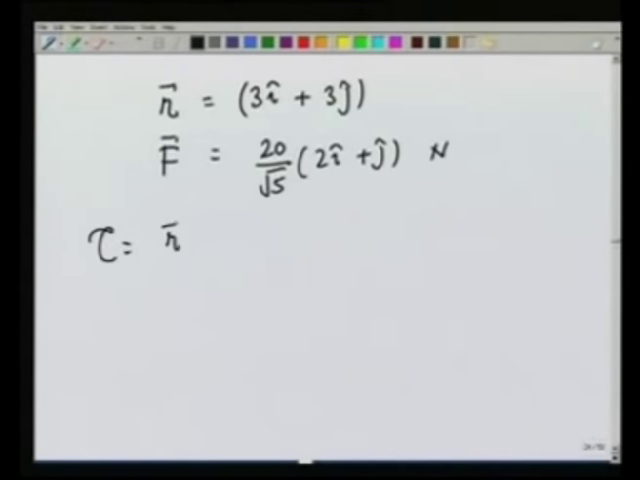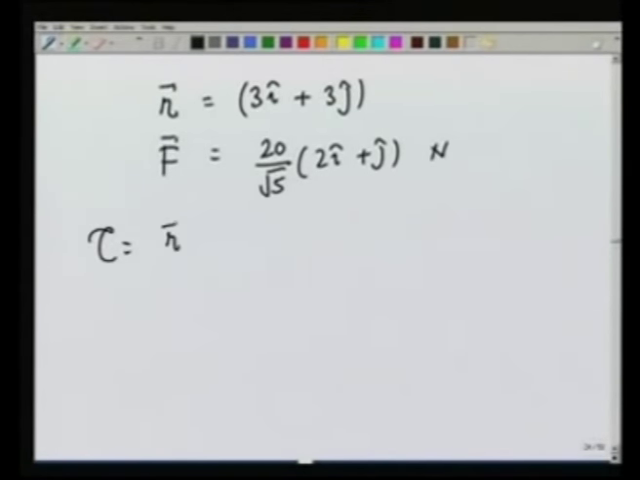As I said earlier, if there are many forces on a body, with origin x, y, z, and many forces working F1, F2, F3, F4 and so on, then the total torque would be equal to the summation of individual torques, which is R1 cross F1 plus R2 cross F2 plus R3 cross F3 and so on, which is equal to summation R_i cross F_i, where R_i is the vector from the origin to any point on the line of action of the force F_i.